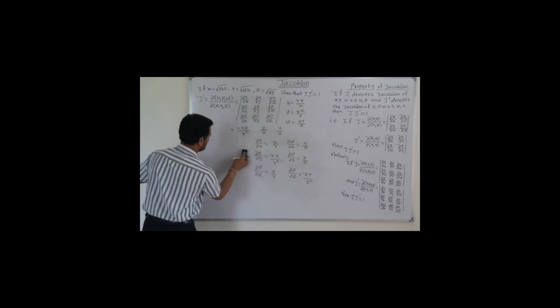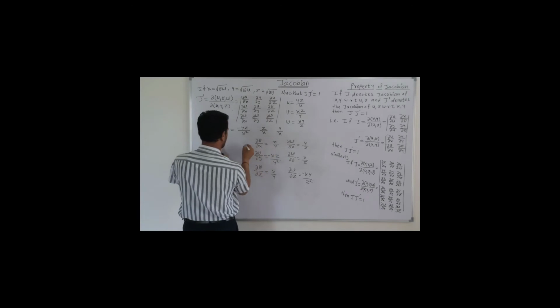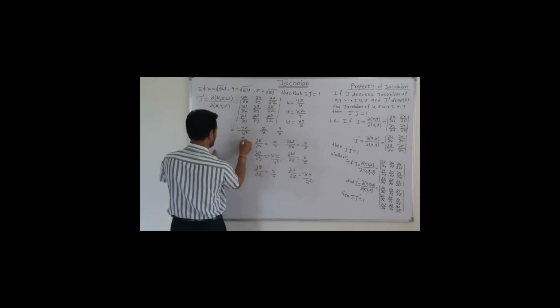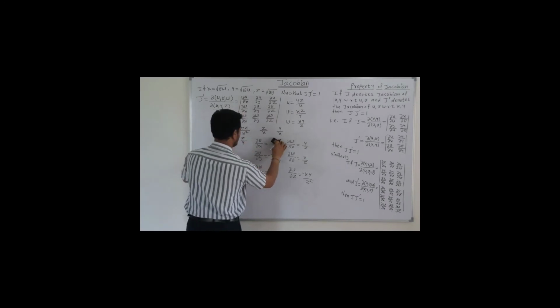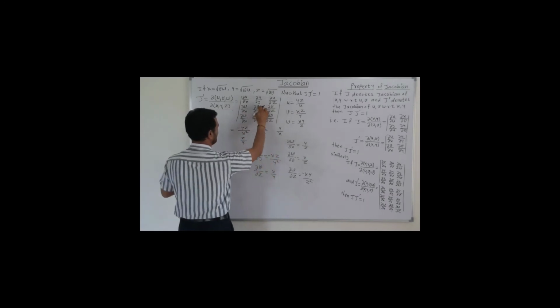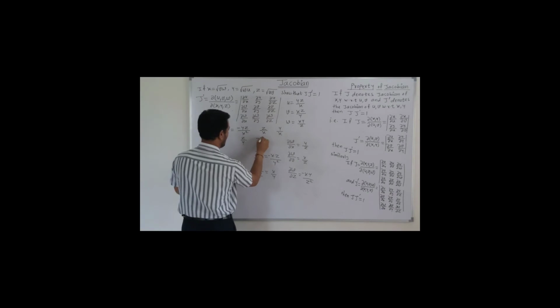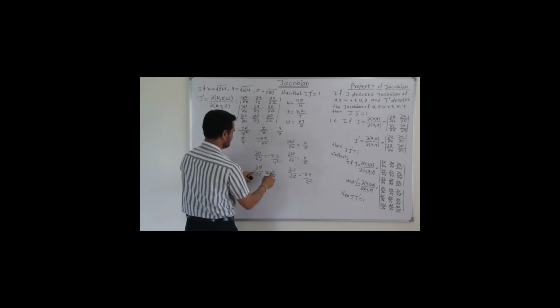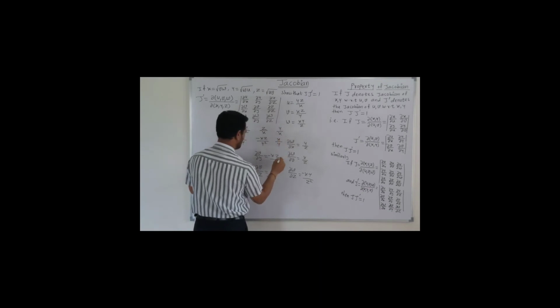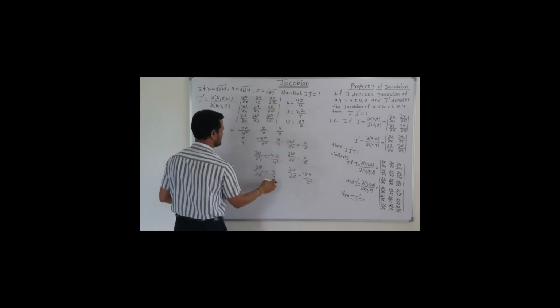So this is over. Then next, the partial derivative of v with respect to x is z upon y. So this term is over. Then the partial derivative of v with respect to y is minus xz upon y square, and this is again x by y, the partial derivative of v with respect to z.